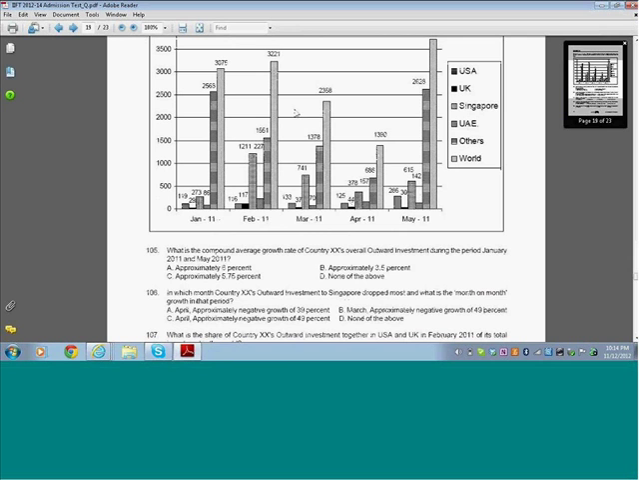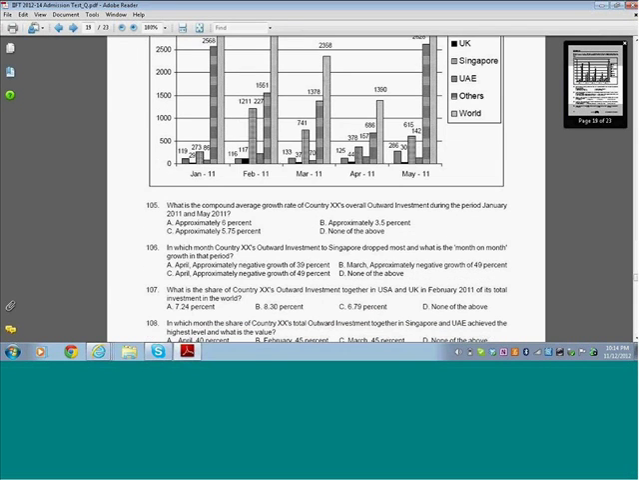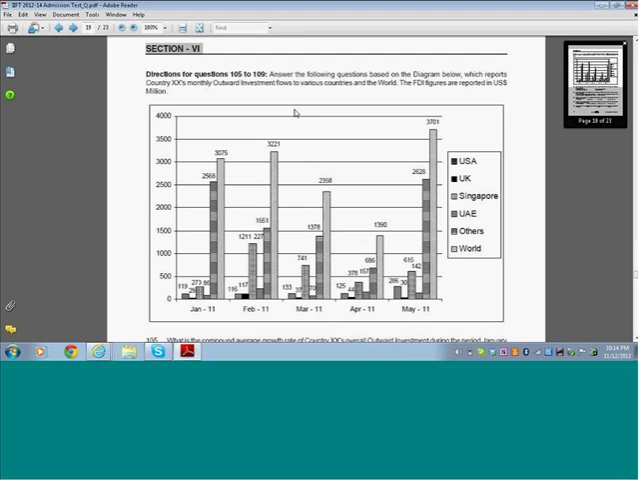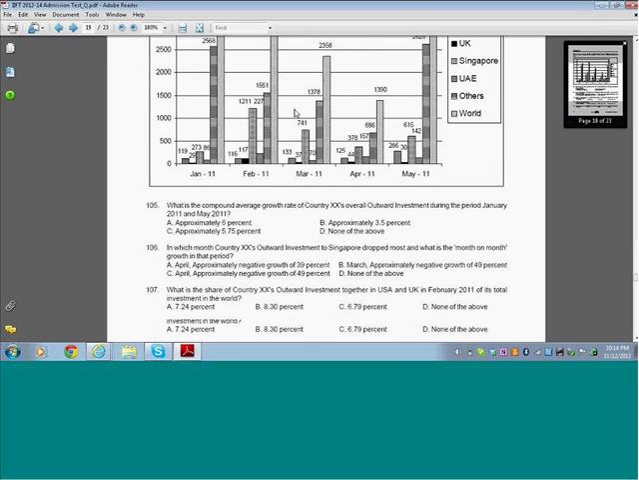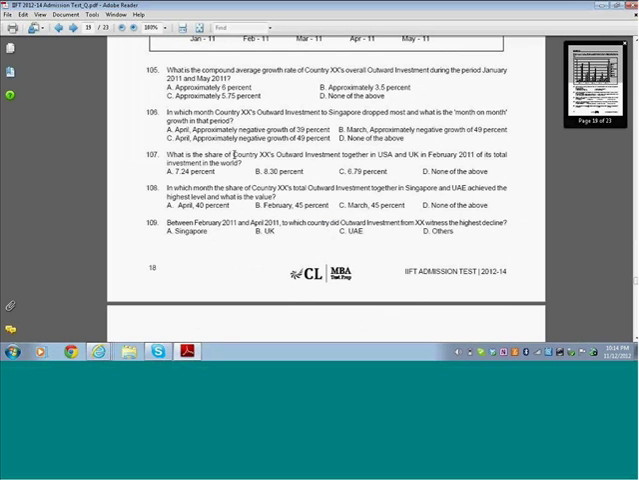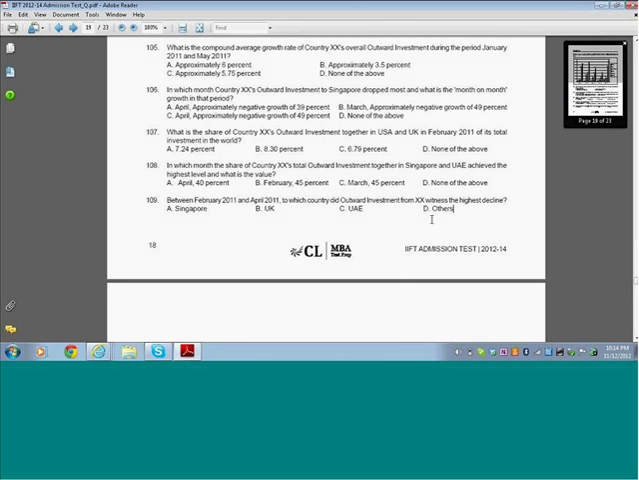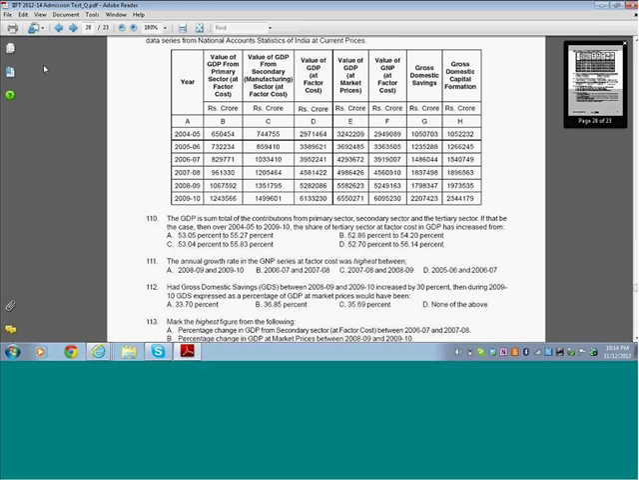What is the CAGR of country X overall outward investment during the period? I don't think we discussed the data first. This report shows country X's outward investment flow to various countries in the world. For some of the countries it is given, and then it gives the total outward for the world. That means this is the total amount of investment which flows out of this country X.